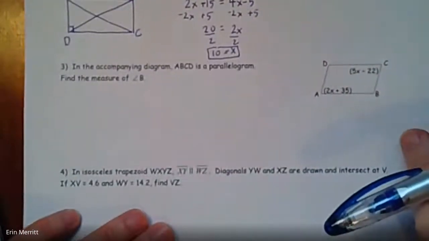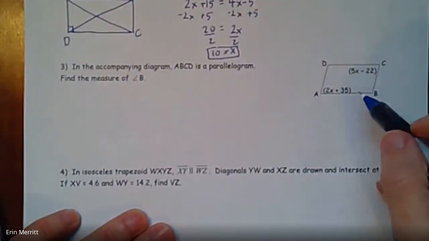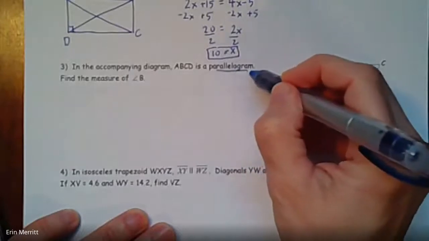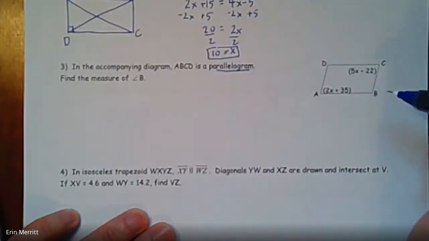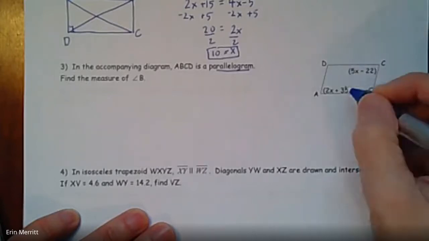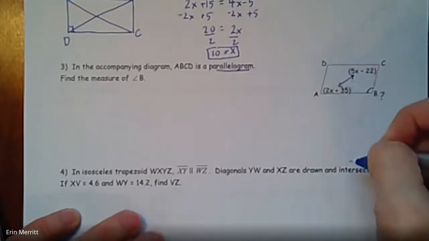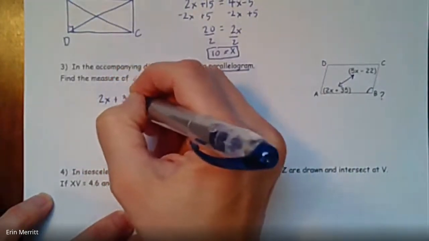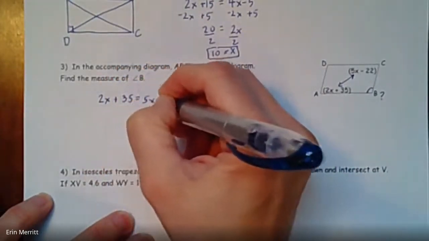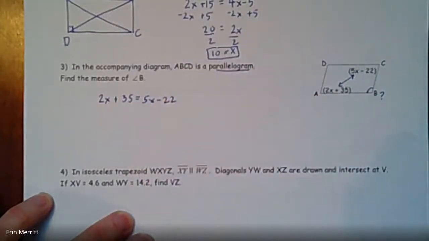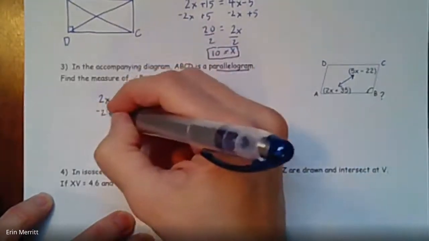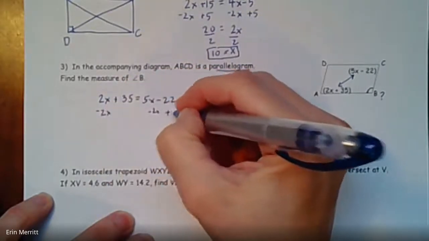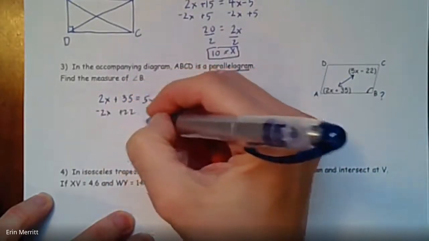Right? For number 3, they give you a diagram. So in the diagram, you're told it's a parallelogram. That's important. Find the measure of angle B. So over here, that's what we're looking for in the end. But you got to work with what you know. Opposite angles are equal. So if we can set 2x plus 35 equal to 5x minus 22, that'll at least tell us what we know about the angles that are marked. Same thing, the algebra here is not super crazy. You're just solving some quick linear equations.